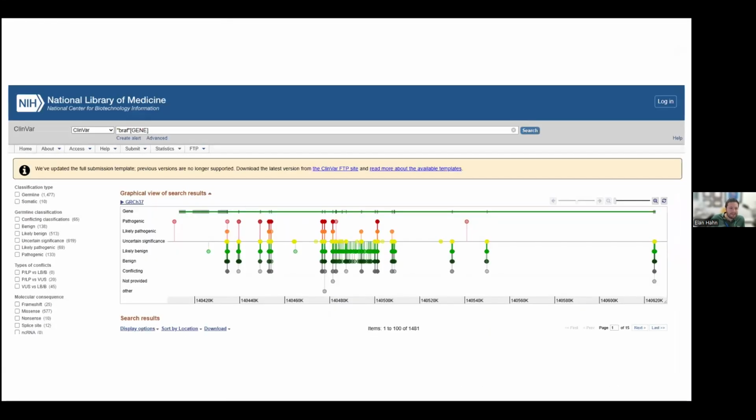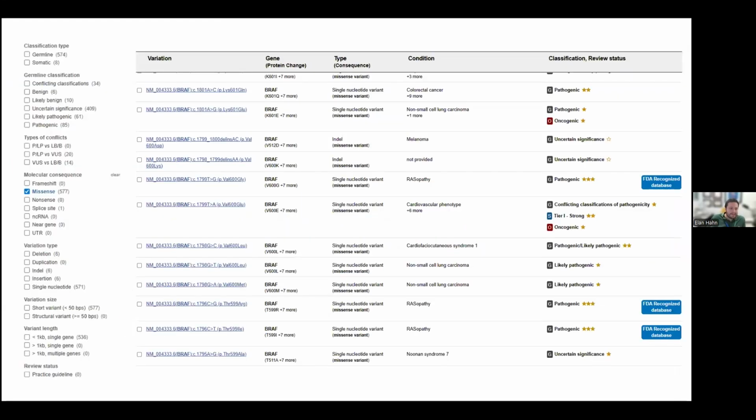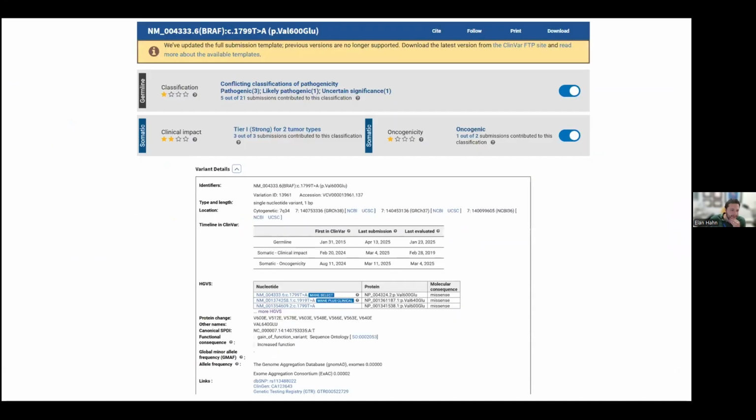You can type the gene into the search bar, and then you'll get the gene. And then you can select and sort the different variants. So here I'm looking for V600E, so I'm looking for a missense variant. You can see that I clicked that on the left. And you can also see that BRAF V600E pops up, and it has both a tier 1 strong and oncogenic classification here. And if we open up that specific variant, it shows you the different submissions.